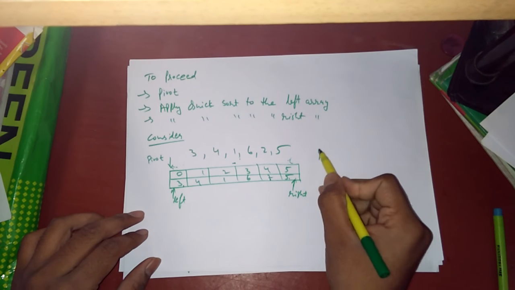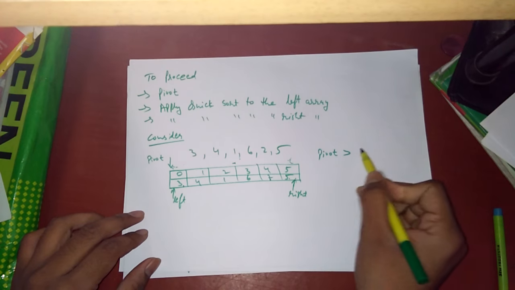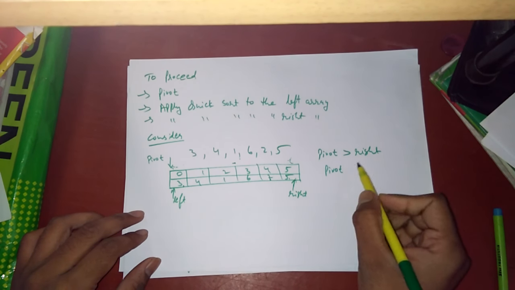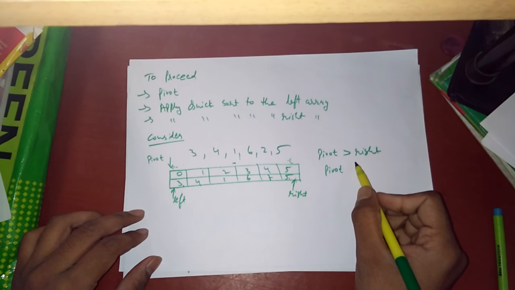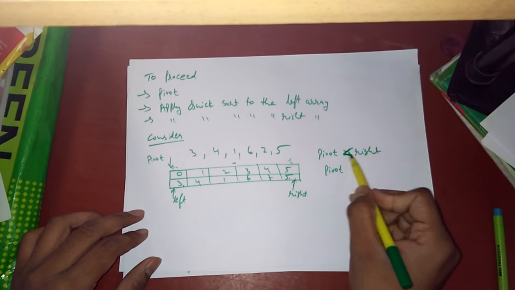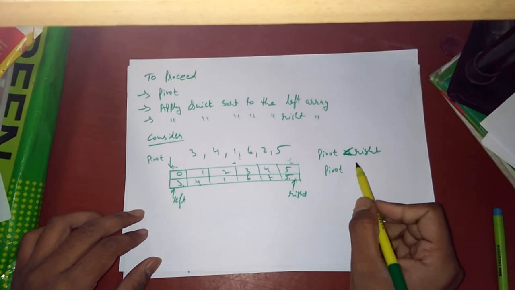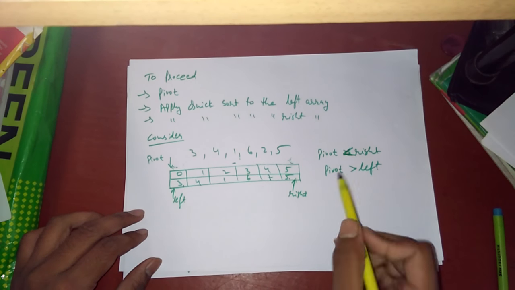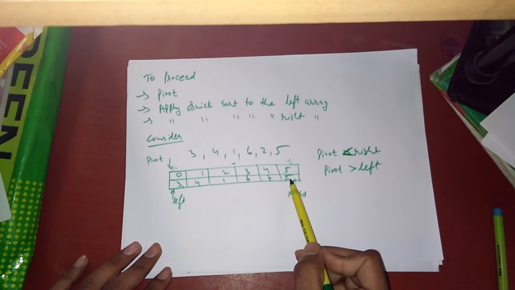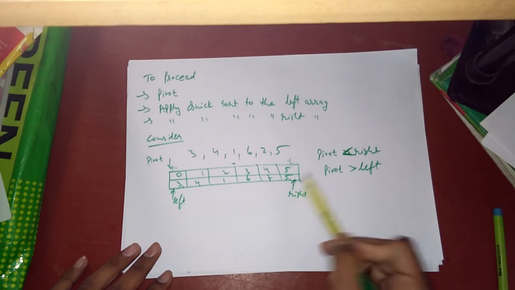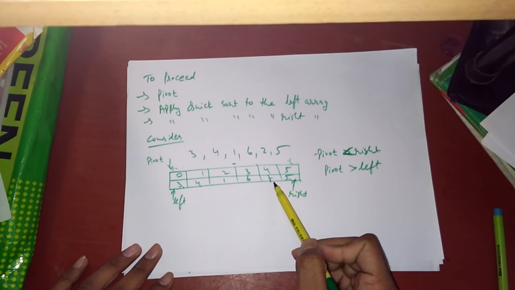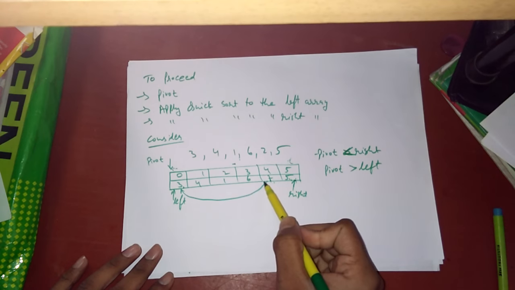No, I mean, sorry, the right must be greater than the pivot and the left must be smaller than the pivot. So let's just start. 5, yeah, it is greater than the pivot, so the condition is true. Now we will compare 2. 2 is smaller than the pivot, so it will be swapped.